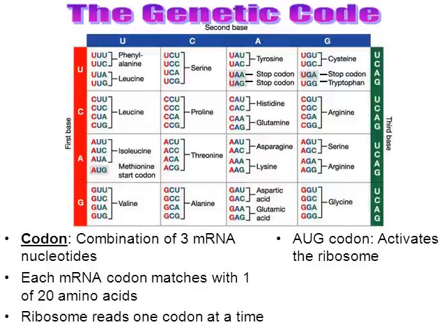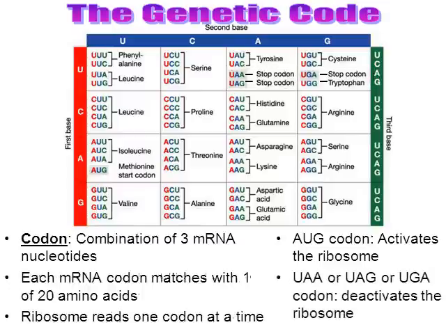Well, if AUG is a start codon, there's probably going to be a code to stop this process. In the upper right-hand corner, you can see there's actually three of them. There's three what are called stop codons. So there's a codon to activate the ribosome, and there's a codon to deactivate the ribosome and basically let the ribosome know that the job is finished.